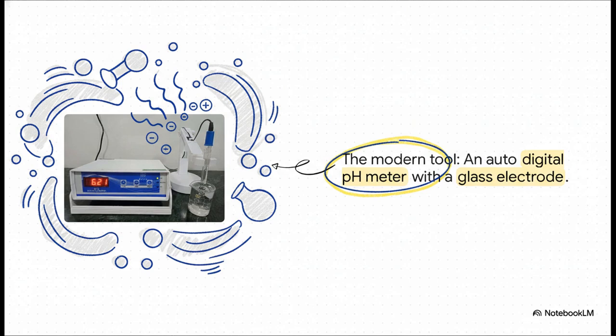And here it is. This is the modern workhorse, an auto-digital pH meter. That little glass probe you see is an incredibly sensitive electrode. It measures the electrical potential in the liquid, which is directly tied to the hydrogen ion concentration, and it gives you a super precise digital reading.